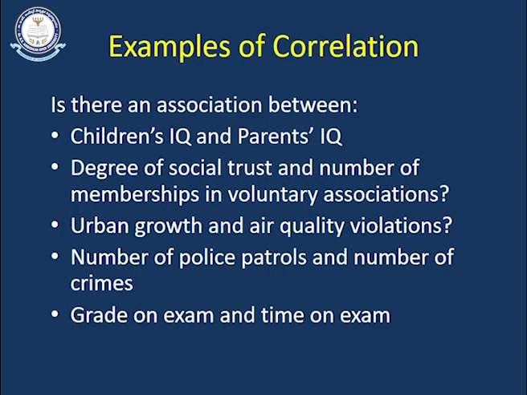What about the degree of social trust that people have and the number of memberships in voluntary organizations? What about urban growth and air quality violations? Likewise, there are umpteen examples where we try to match and correlate different variables. Moving on, let us look at what is correlation. Correlation is nothing but the association between two variables.